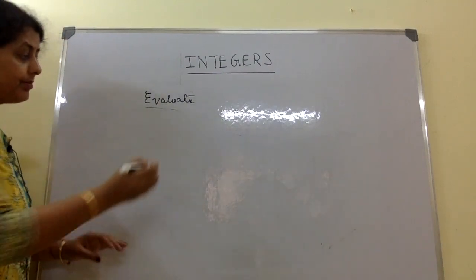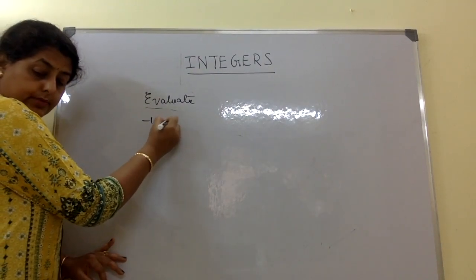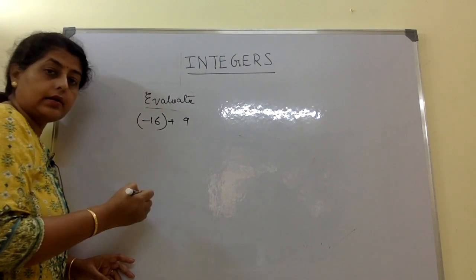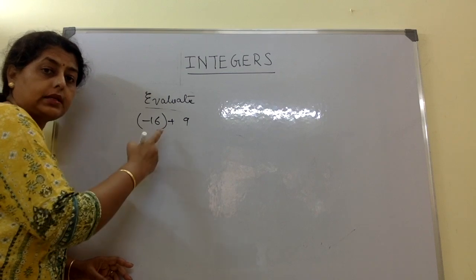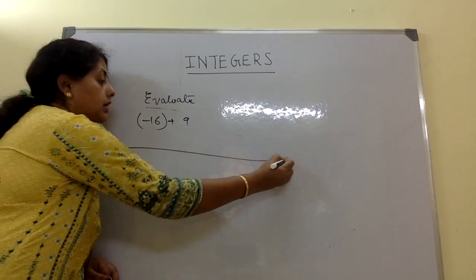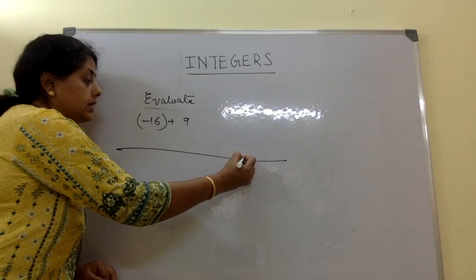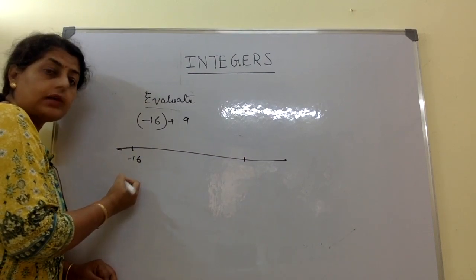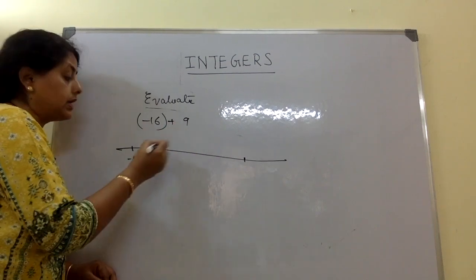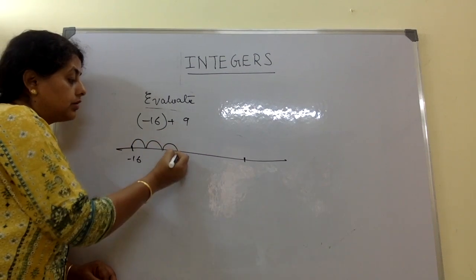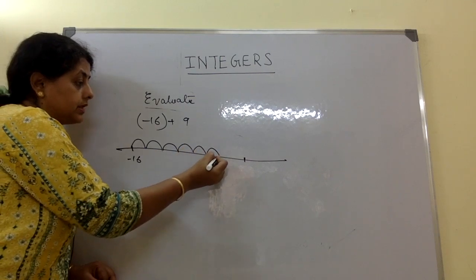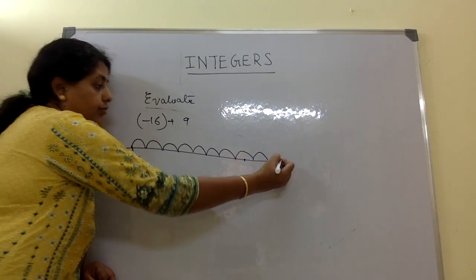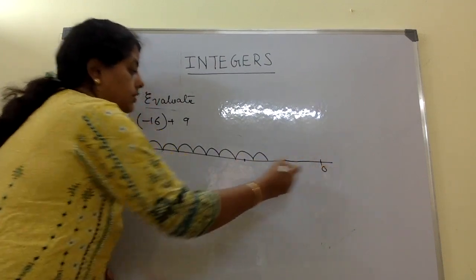Let's take up minus 16 plus 9. This is the sum. Now my two integers are minus 16 and plus 9. On the number line, minus 16 is somewhere here. With that I'll have to go to the right, plus 9. 1, 2, 3, 4, 5, 6, 7, 8 and 9. Let me put the 0 a little far away. I'll put the 0 here.